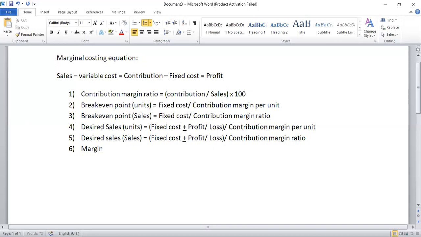Then there is another concept called margin of safety. Margin of safety is when they are safe. When their sales exceed the break-even sales, they are safe. So it is actual or budgeted sales, depending on the situation, minus the break-even sales. Once the sales level is above the break-even sales, there is profit margin. That is the point where they are safe. So margin of safety is actual sales minus break-even sales.